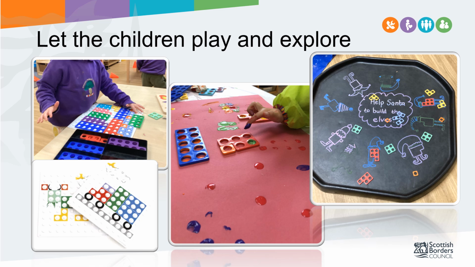You could just allow the children to explore the Numicon with the baseboards and the pegs. You might add them to your painting table, or you could introduce scales to see what they discover. Numicon is actually weighted, so a 2 and a 4 will balance a 6. You could challenge them with something like the example in the tough tray. Limit the Numicon so the children have to problem solve which Numicon to use where in order to create all of the elves.